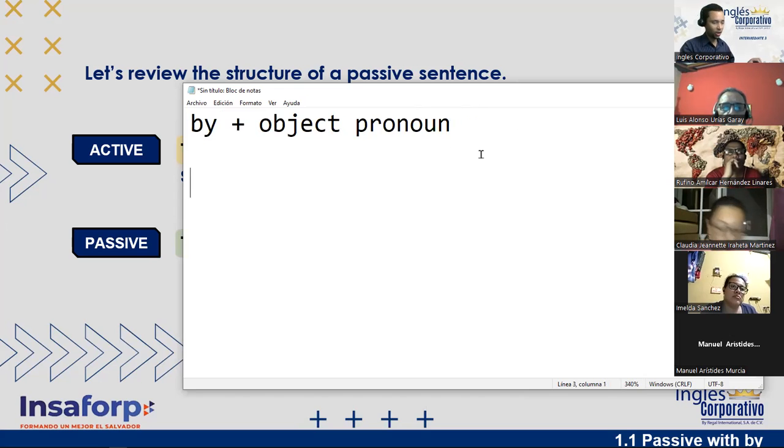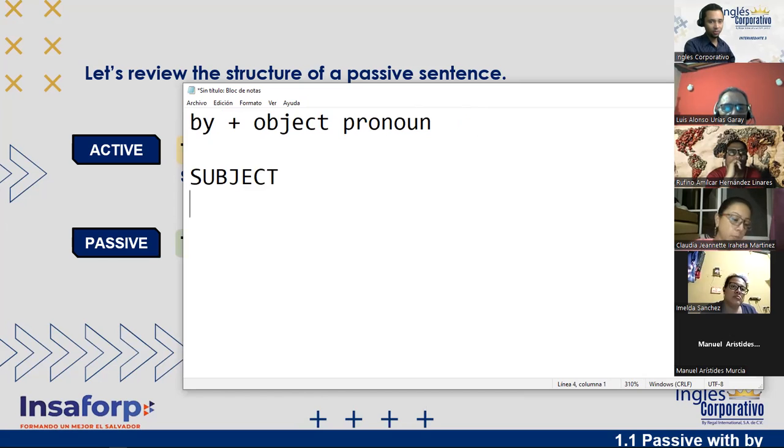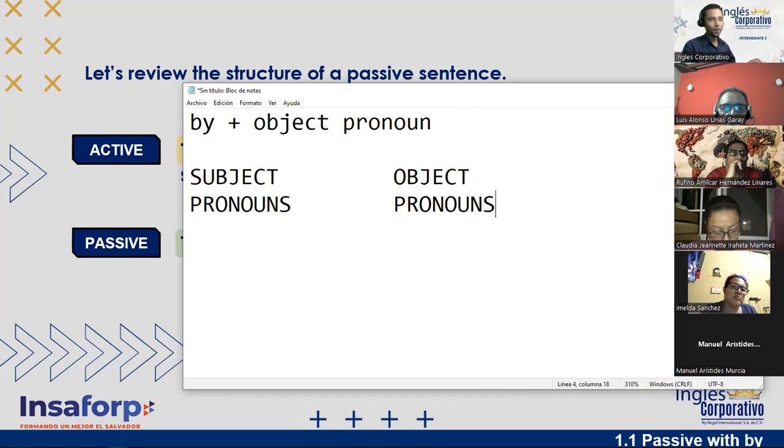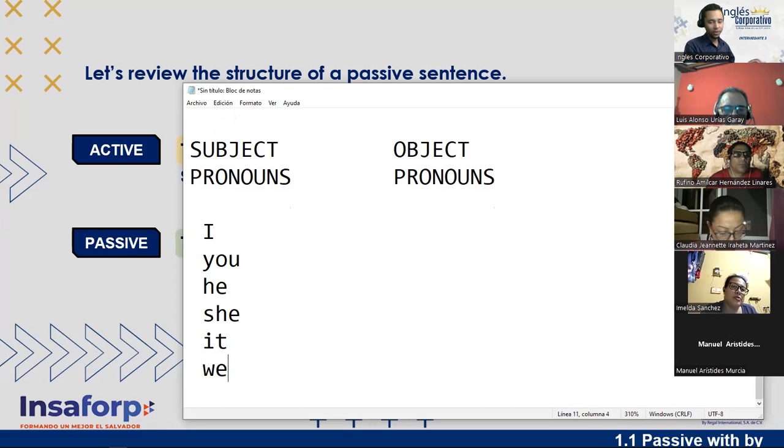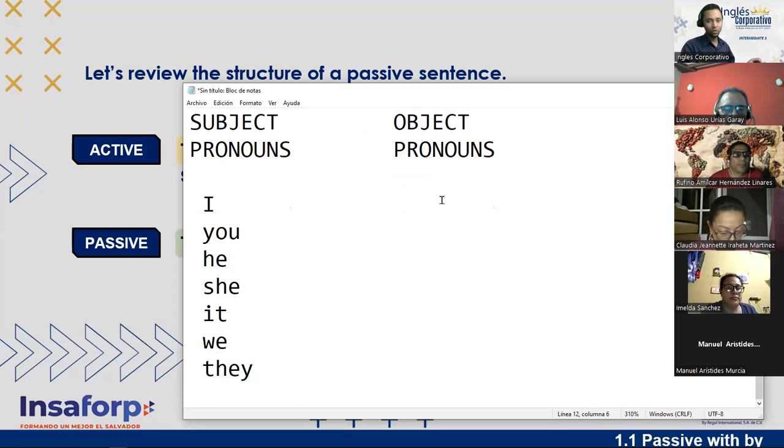Well, we have subject pronouns, and we have object pronouns. And what are the subject pronouns? Well, you know them, and they are very easy to learn. The subject pronouns include I, you, he, she, it, we, and they. Those are the subject pronouns. But the subject pronouns have an equivalent, and the equivalent is the object pronoun. Do you know the object pronouns? What is the object pronoun for the subject pronoun I? Do you know?